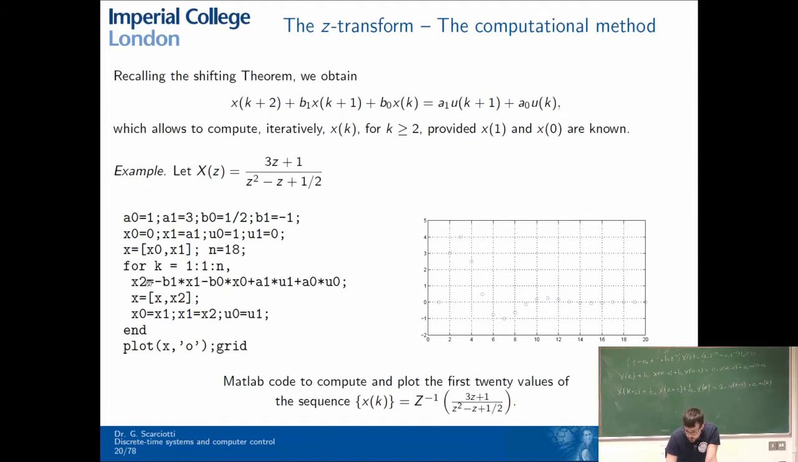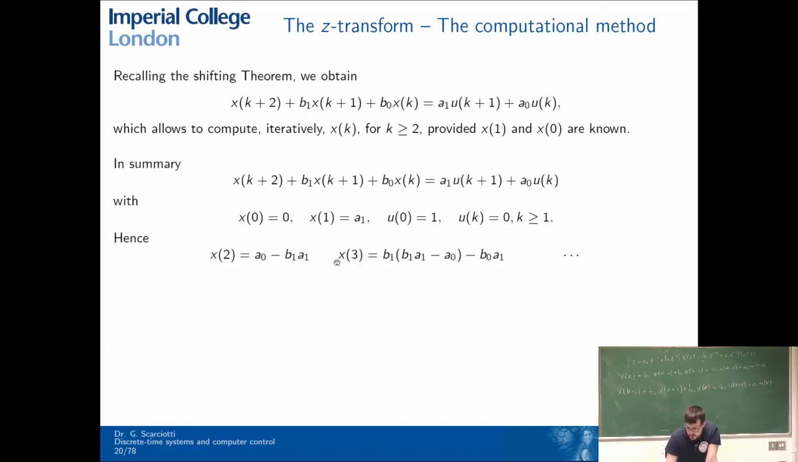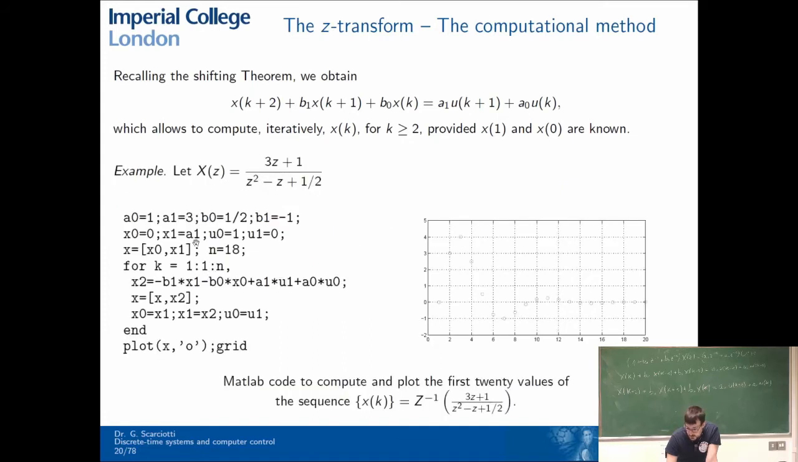So in our code, what we write is, first of all, we set the values of a0, a1, b0, b1, and so on. Then we set the initial values x0 and x1 as we computed here. Okay, so x1 is equal to a1. u0 is 1, and u1 and all the u's are equal to 0. And then we write an iteration for 18 values. So we count from 1 to 18, and we repeat this code.